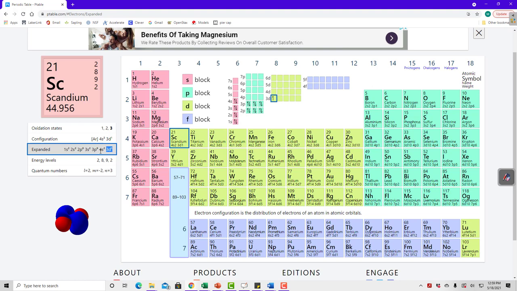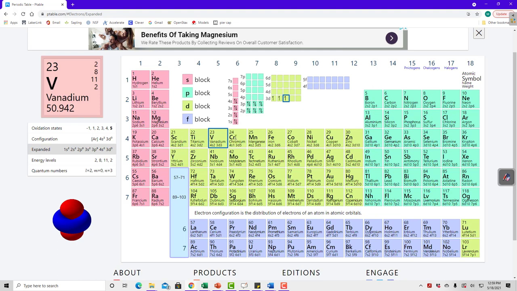Scandium only has 2 valence electrons because 4 is the biggest number and there are 2 electrons in that orbital. Titanium, 4s2, has 2 valence electrons. We added another electron, but it was added into the 3d shell. Vanadium, added into the 3d shell, right? So it still only has 2 valence electrons. Now look, something weird is going to happen with chromium here.